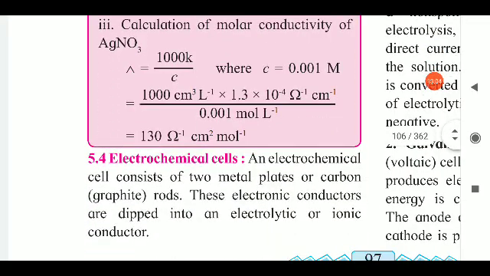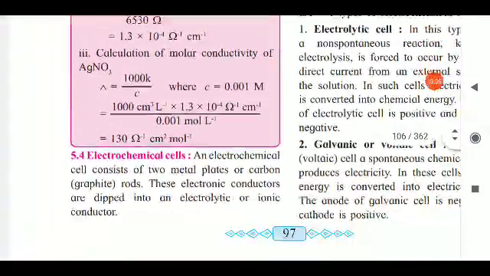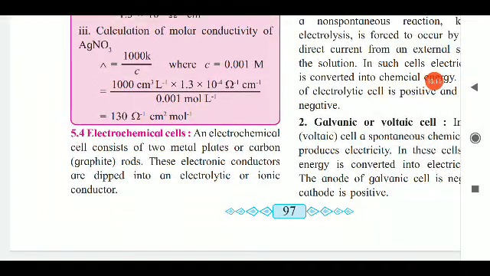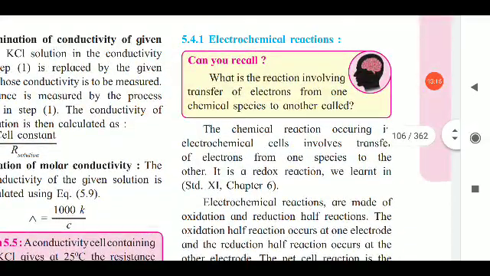So students, this is all for our today's lecture. In our next lecture we are going to discuss electrochemical cells and the different types of electrochemical reactions occurring in chemical reactions.